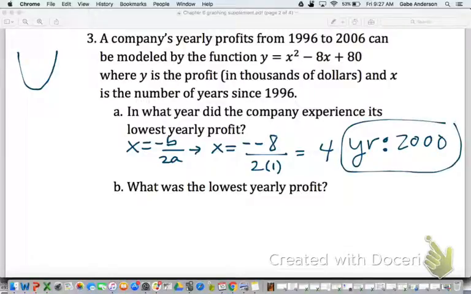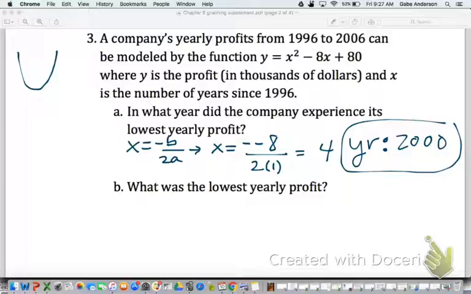Then part B says, okay, we know that this happened in 2000. It says, what was the lowest profit? What was that lowest yearly profit? What are they asking for now? $64,000. In regard to the quadratic equation, what are they asking for? Money, yeah, in thousands of dollars. Yes, I agree. But what about the quadratic? You want to solve for y. They want the y value, right?